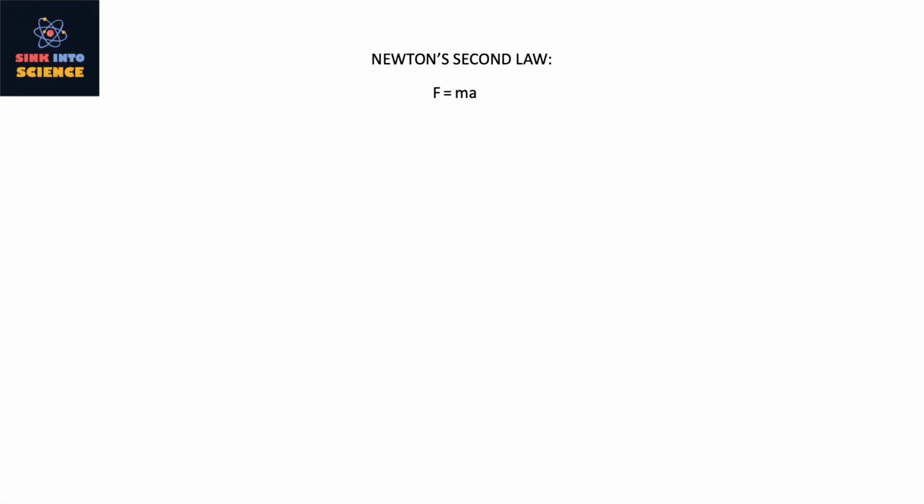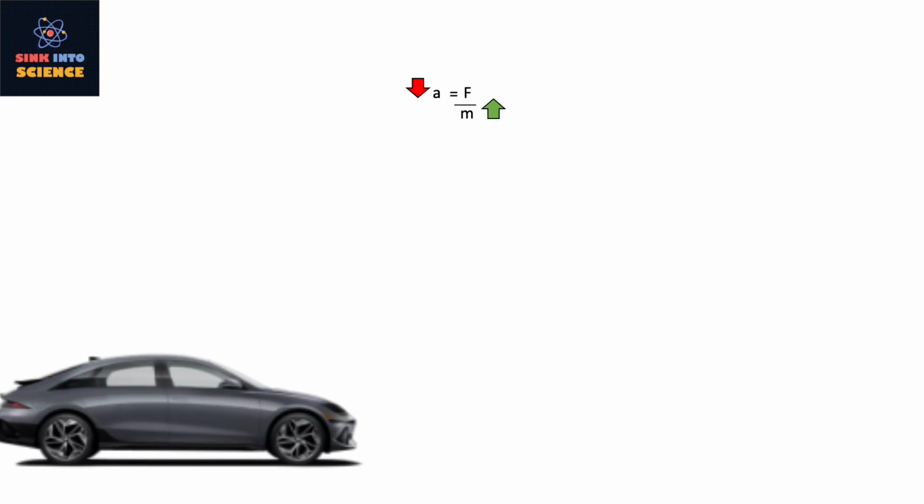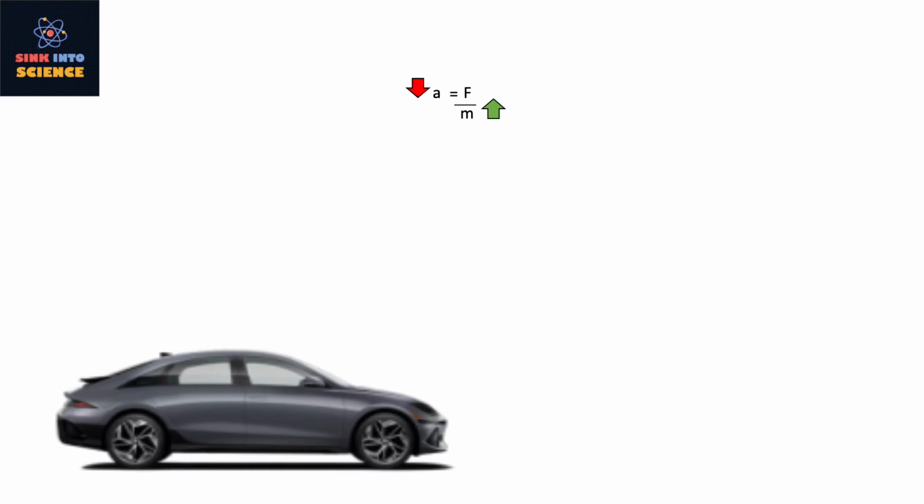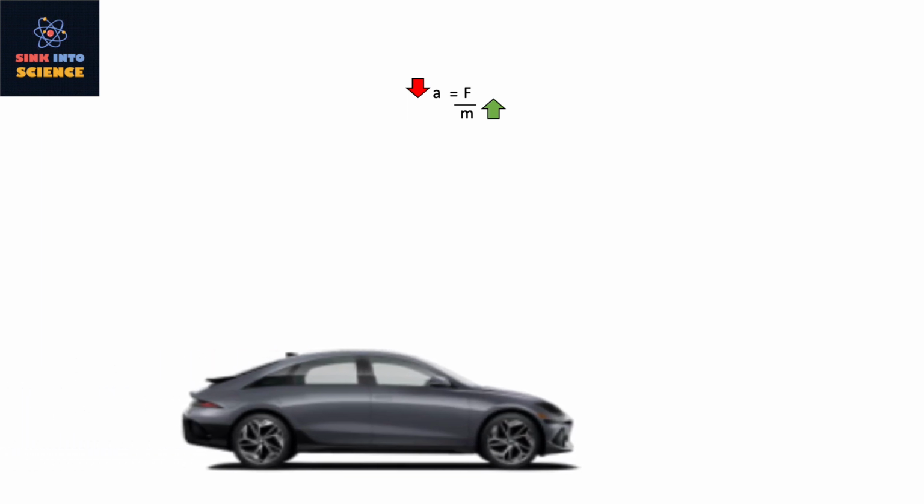So, Newton's second law states that force equals to mass times acceleration. Now, to understand this better, we will rearrange the equation so it says acceleration equals to force divided by mass. This means if the mass is greater, then the acceleration will decrease. So here, a toy car can accelerate very easily because of its small mass, whereas a giant car would not if given the same amount of force because of its huge mass.